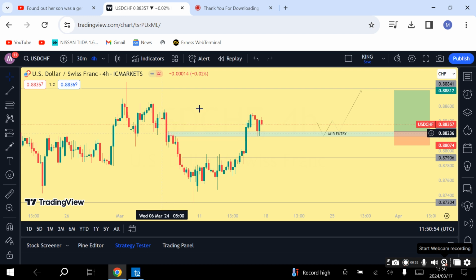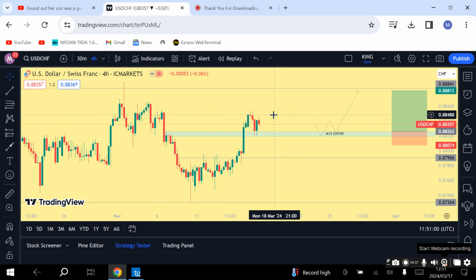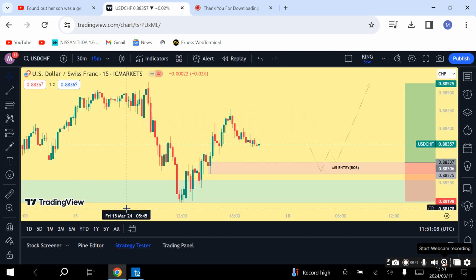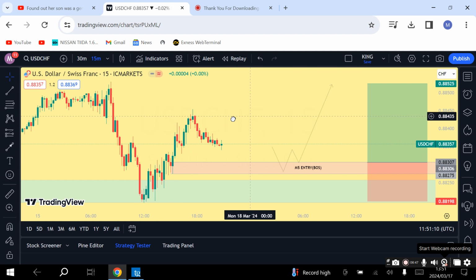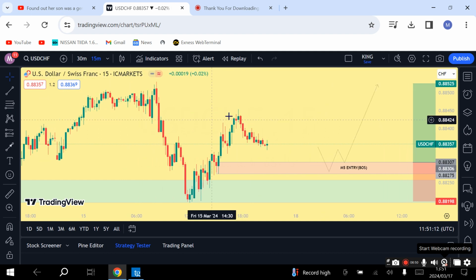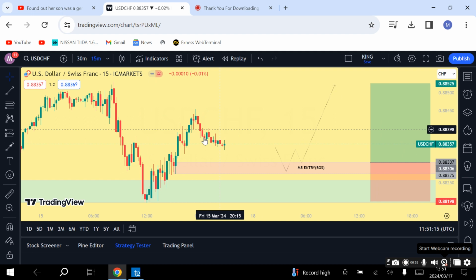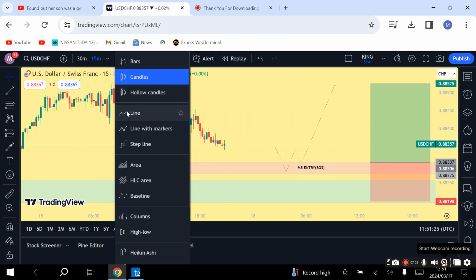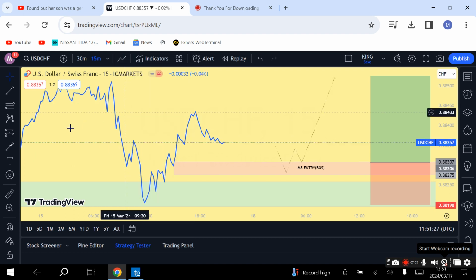We have a resistance here and support. Now once you have this, right, the next step would be for you to look for an M15 entry, right? I'll go to the 15-minute time frame for an entry, and it's quite simple. All that I was waiting for under the M15 when price hit this, I wanted to see a shift of the market structure. So as soon as you can just turn it to the line chart, right?